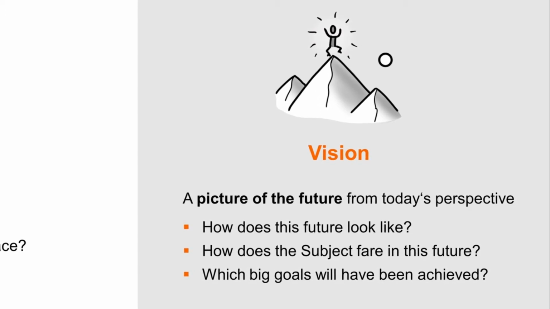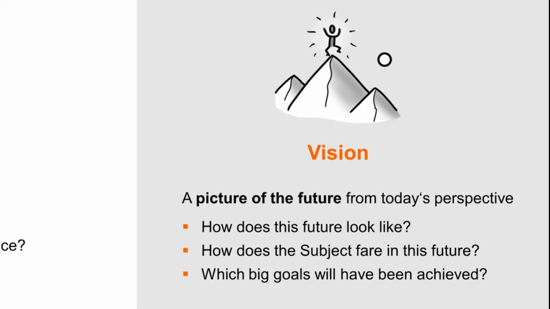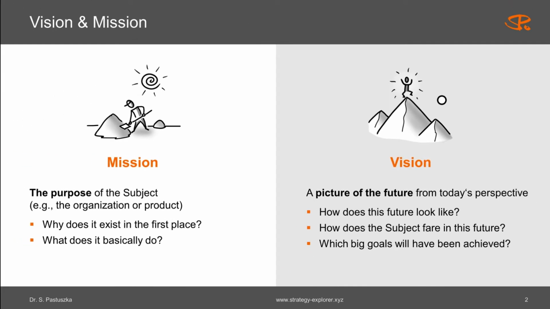It essentially describes how the future looks like, how the subject fares in this future, and which big goals will have been accomplished. For example, the mission of a certain non-profit organization could be to provide medical aid to the poor. That provides guidance for all strategic decisions. And furthermore, the people working in that organization can relate to that mission and typically they want to help fill it with life. The corresponding vision could describe how many less people suffer from illness because of the work of the organization and how the organization managed to double the number of patients they serve until the year 2030.